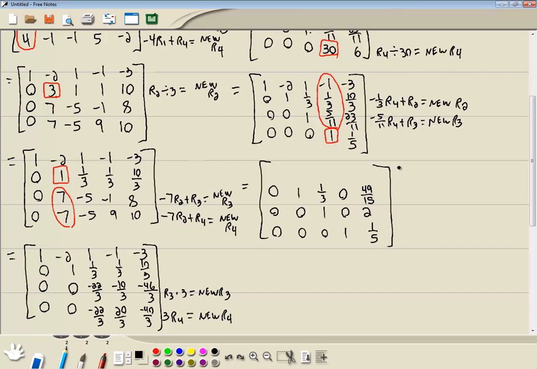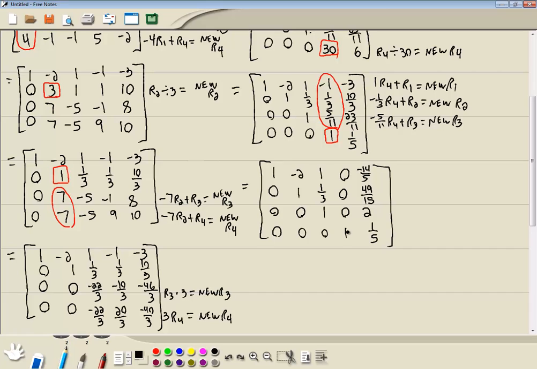Now we want to get a 0 here. So we're going to take 1 times row 4, and we'll add that to row 1, and that's going to give us our new row 1. Okay, 1 times 0 is 0 plus 1 is 1. 1 times 0 is 0 plus -2 is -2. 1 times 0 is 0 plus 1 is 1. 1 times 1 is 1 plus -1 is 0. 1 times 1/5 plus -3, -14/5.